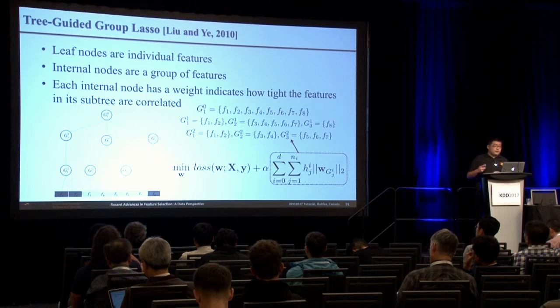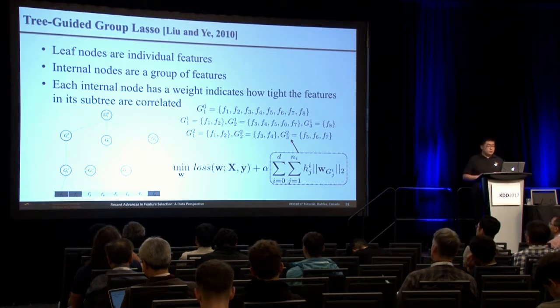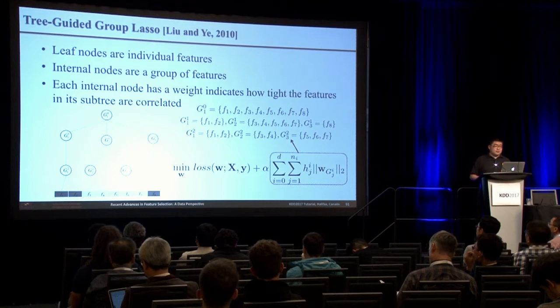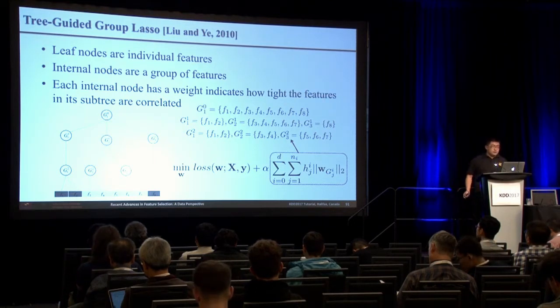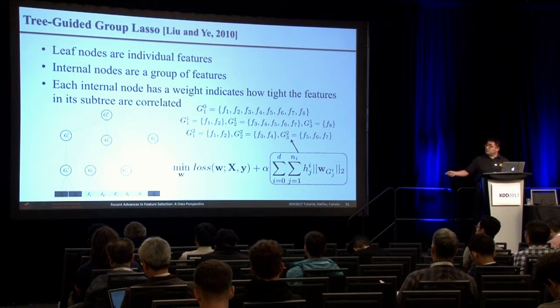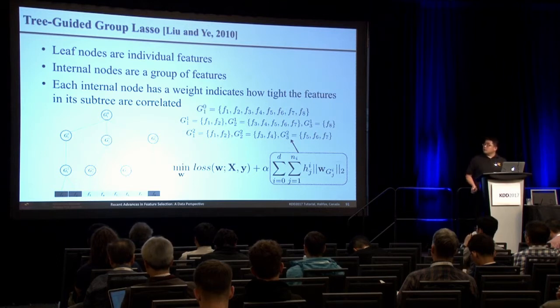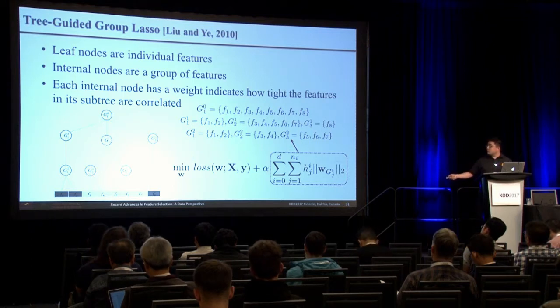The tree-guided group lasso is proposed for features that can be represented as the index tree. So here is a simple example of the index tree. At the bottom level, each feature is a leaf node of the tree. For the internal nodes of the tree, each is a group of features, and each internal node in the tree is associated with a weight, Hij, which shows how tightly the features in its subtree are correlated.